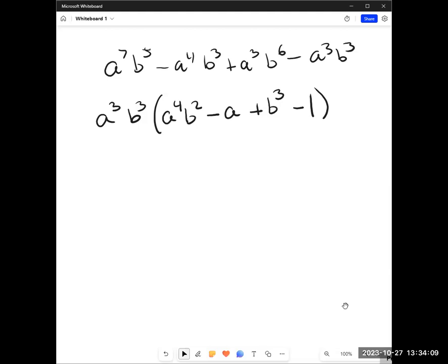All right, next time we're going to come back and we're going to factor by grouping, which involves factoring out the GCF a couple different times. We use that when we have 4 or more terms that we want to factor.